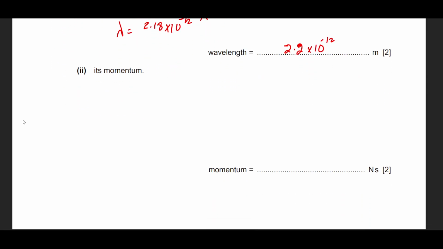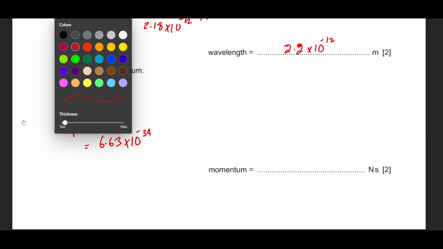For the momentum, we need to use de Broglie's wavelength, which is lambda equals h by p. So let's replace them. So p is equal to h by lambda, which is going to be equal to 6.63 into 10 raised to power minus 34. You have to memorize this equation.